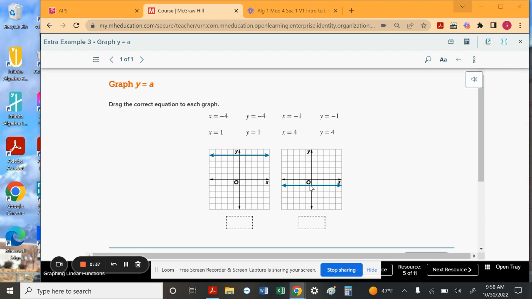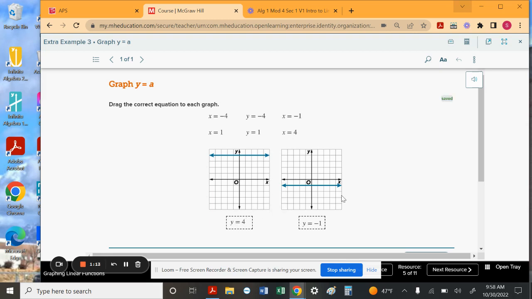X equals -1 would be this one, so it would be located down at that point. If I were to drag that one down, I can see where that one is. Y equals, oh, sorry, I guess I didn't read that correctly. So y equals -1. And then we have y equals 1. Y equals 1 would be a line drawn right where it goes through the point, in that particular case, 0, 1. So that would be y equals 1. And then y equals 4 would be the line that goes through right at this point, which is this one right here.